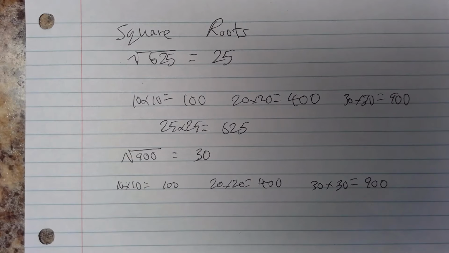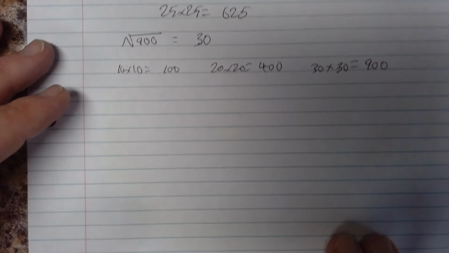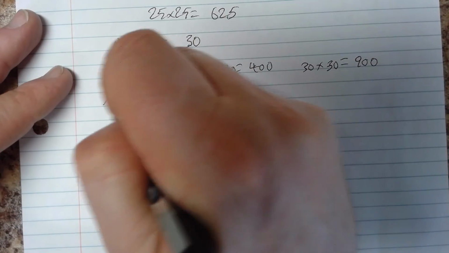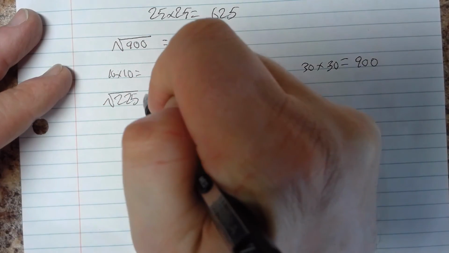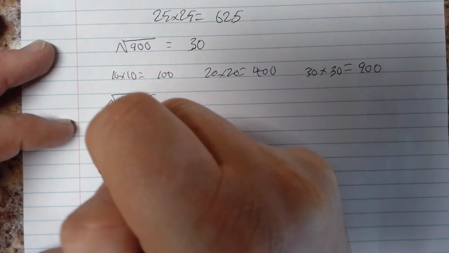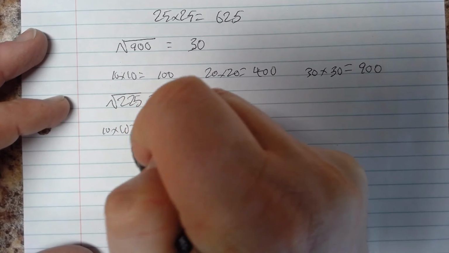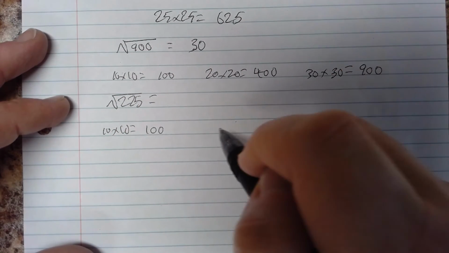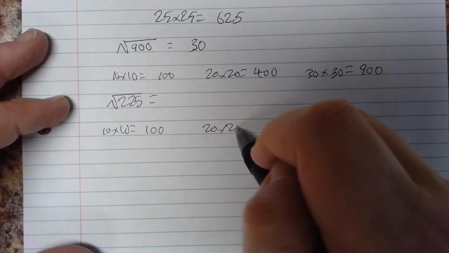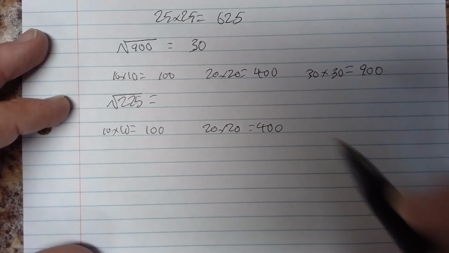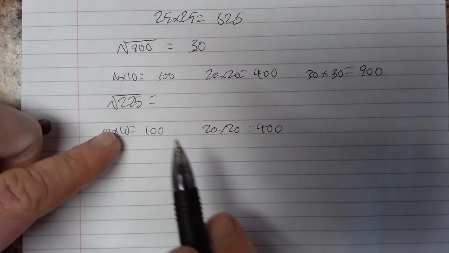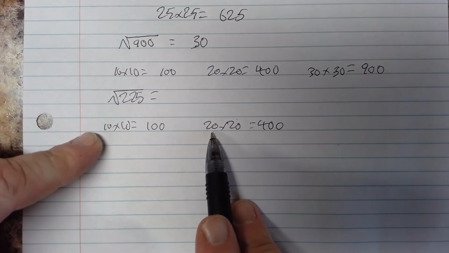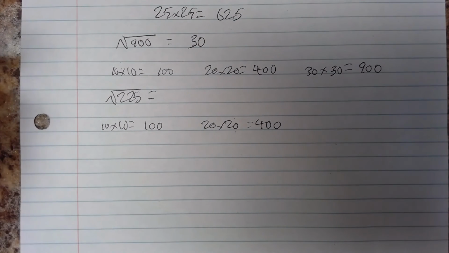Let's do another number. Let's do the square root of 225. So once again, I'm going to start with 10 times 10 is 100. Then I'm going to jump up to 20 times 20. That's 400. Hit sigh immediately. It has to be somewhere between 10 times 10 and 20 times 20. So what is it?